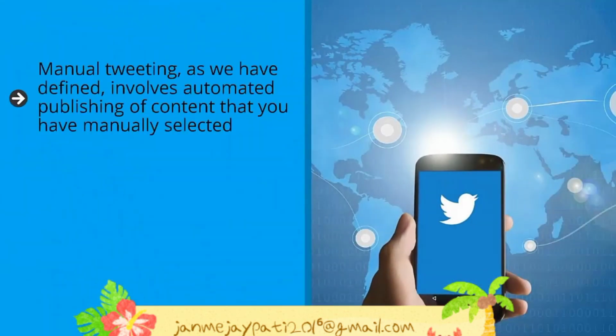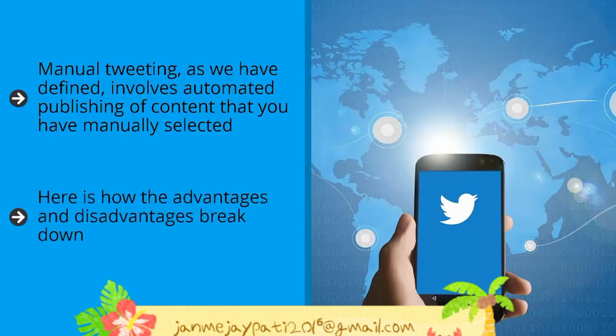Manual tweeting, pros and cons. Manual tweeting, as we have defined, involves automated publishing of content that you have manually selected. This is content that you have curated. The publication is automated, but your engagement is manual. You're going to find niche-related accounts. You're going to engage with them manually. You're going to tweet, leave comments, and so on and so forth. Here is how the advantages and disadvantages break down.